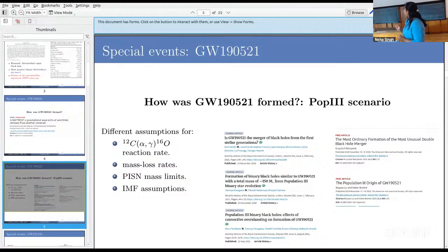The issue with this analysis is that all these different groups had different assumptions, like different assumptions on what is the carbon oxygen nuclear reaction rate, what is the mass loss that happens along the evolution, and also on what is the limit of this pair instability supernova, and finally what is the initial mass function assumption for such first stars of this universe. So they were able to form such a binary which looked like GW190521, but essentially the assumptions that went into such formation were quite different.